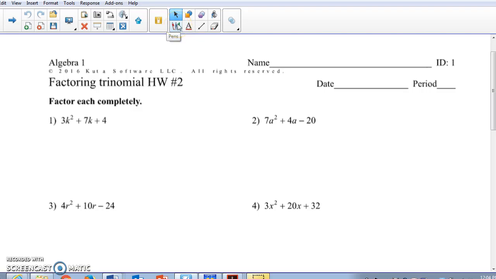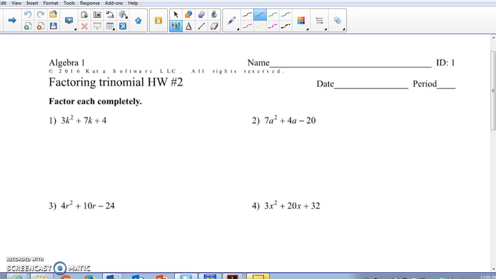Okay, so I'm making this video for the people who are really having a hard time with your homework, factoring trinomials number 2. I want to just go over a few of the questions here. So let's go over the first one. Question number 1 says 3k squared plus 7k plus 4. It says factor each completely.